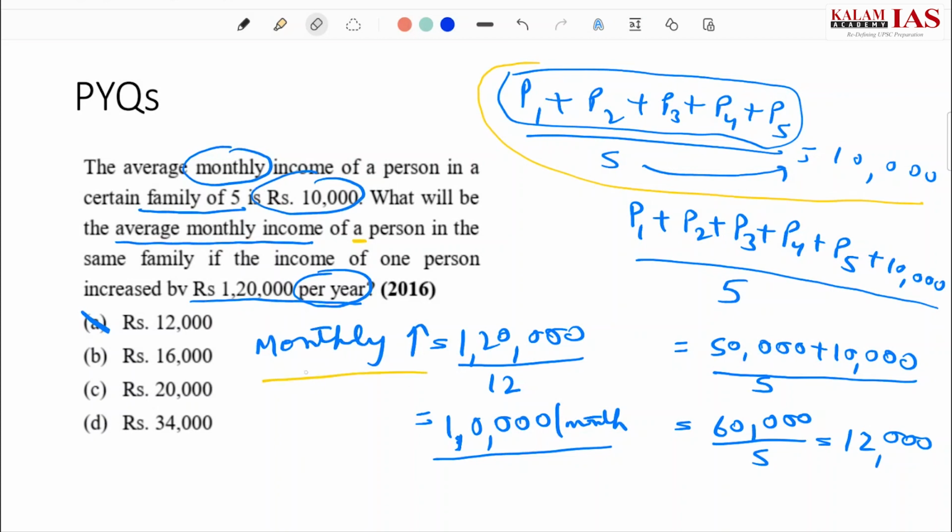तो मंथली इंक्रीमेंट कितना होगा 1,20,000 डिवाइडेड बाय 12, दैट इज़ 10,000 पर मंथ. बाकी 4 जनों की जो इनकम है वो सेम रही है, एक जने की 10,000 रुपये से बढ़ चुकी है. तो टोटल निकालने के लिए 50,000 जो उनकी पहली इनकम थी प्लस 10,000 डिवाइडेड बाय 5 बिकॉज नंबर ऑफ़ पर्सन सेम है. तो जो एवरेज आता है वो है 12,000.